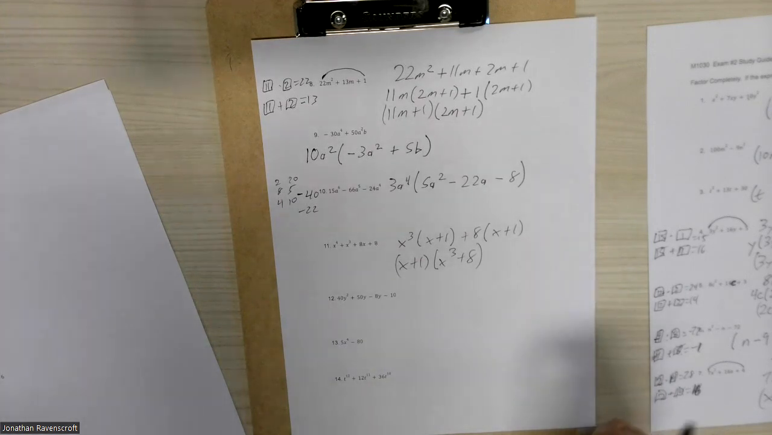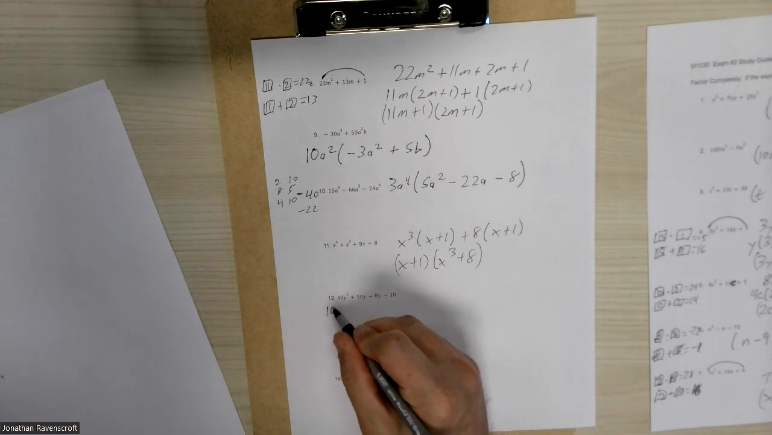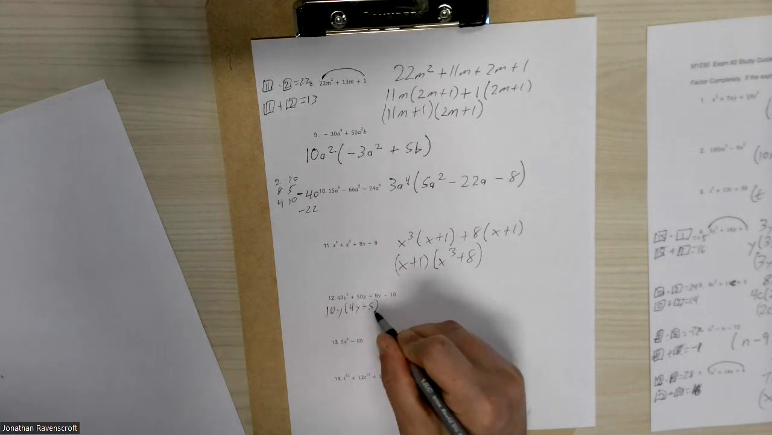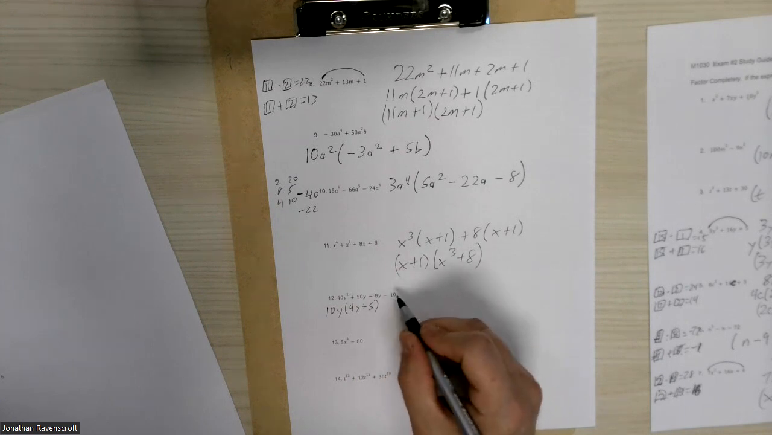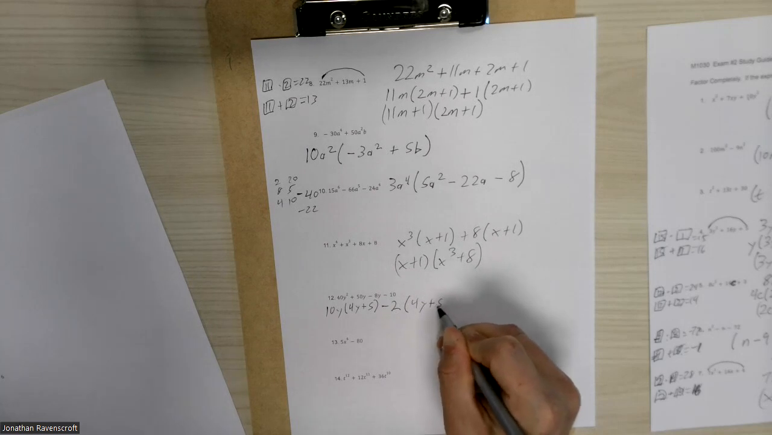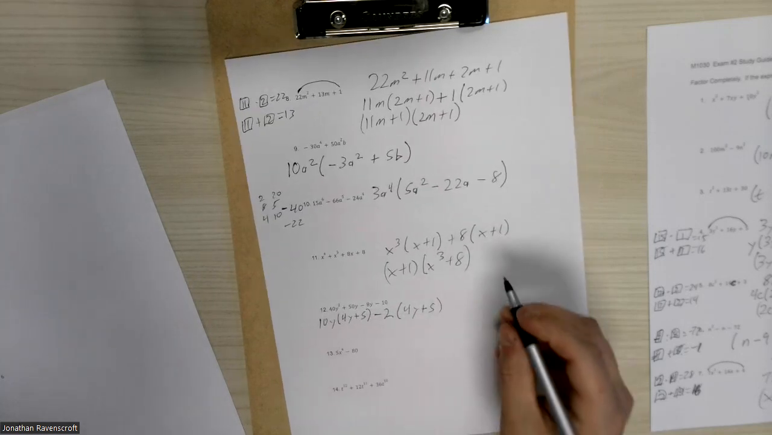Same thing on question 12. There's 4 terms. Let me take out 10y, leaving 4y plus 5. Take out a negative 2, leaving 4y plus 5. And again, I took out a negative to make sure these signs agree.